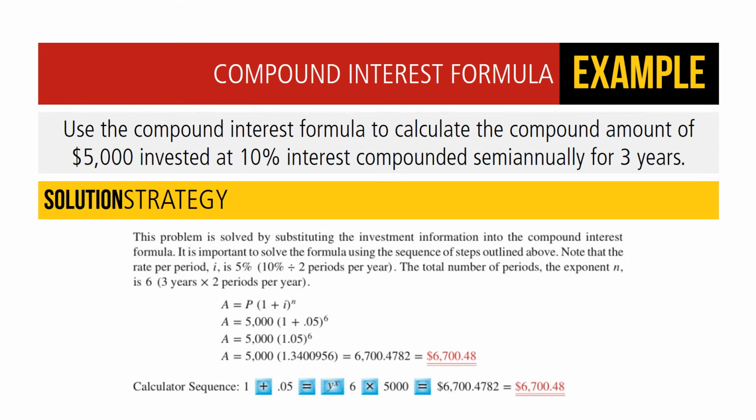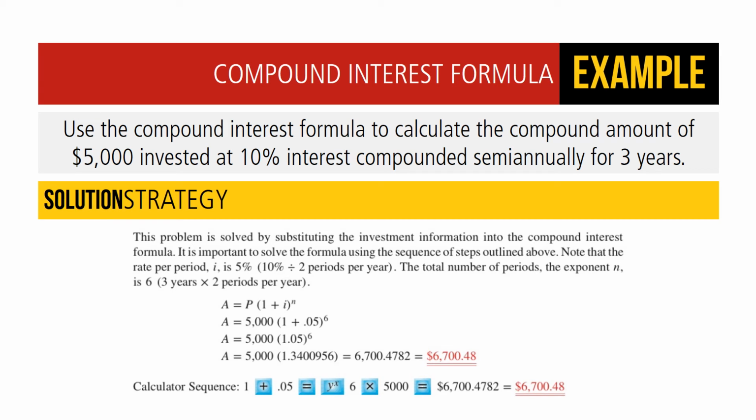So let's use the compound interest formula to calculate the compound amount of $5,000 invested at 10% interest, compounded semi-annually for 3 years. In this case, A equals P times (1 plus I) to the nth degree. So we have $5,000 as our P value, and we add 1 plus 0.05 to the 6th degree. That gives us 5,000 times 1.05 to the 6th degree.